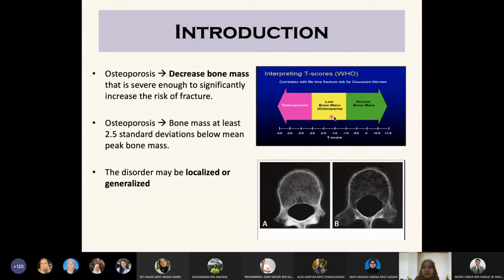Okay. So osteopenia is also a reduced bone mass, but the risk for fracture is not as severe as osteoporosis. It does not increase the risk of fracture. But when it is osteoporosis, it falls under the T-score of less than -2.5. This is the definition of osteoporosis by the WHO. But I think for you, it is sufficient if you know that osteoporosis is a decrease in bone mass.